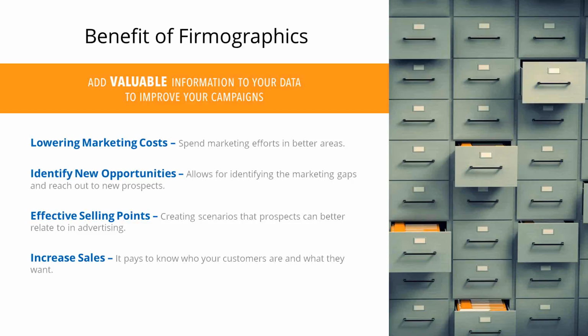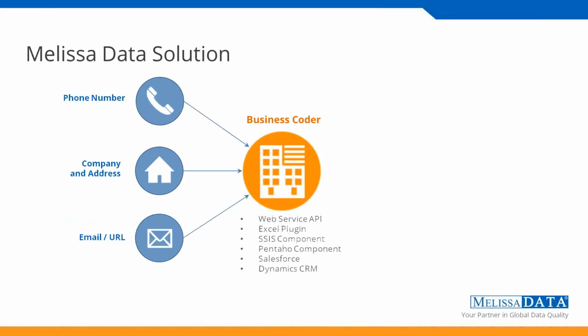This is really valuable information that you can make use of, which is where the Melissa Data solution comes into play, because our BusinessCoder API really allows you to get all of this information and more. All you really need is the address and the company name, or maybe the company's phone number, or maybe an email address or a URL.